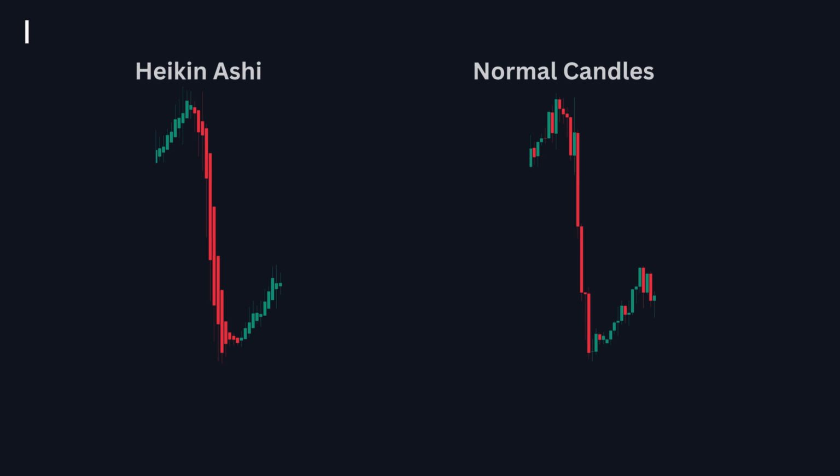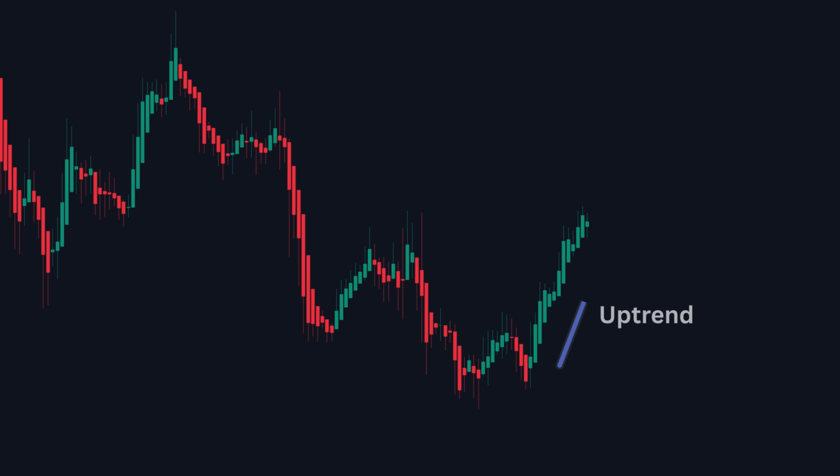Heikin Ashi is a smoother version of candlestick charts. It filters out market noise and makes trends easier to see. Green candles usually signal an uptrend. Red candles suggest a downtrend. The bigger the candle body, the stronger the trend. But remember, Heikin Ashi doesn't show real-time price, so always combine it with real candles or confirmation signals for precise entries.